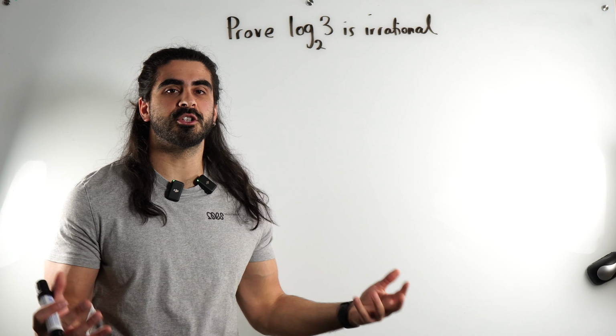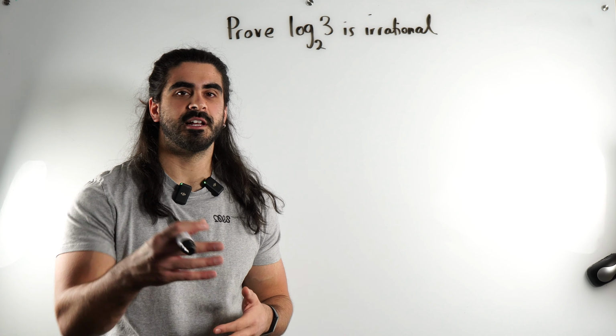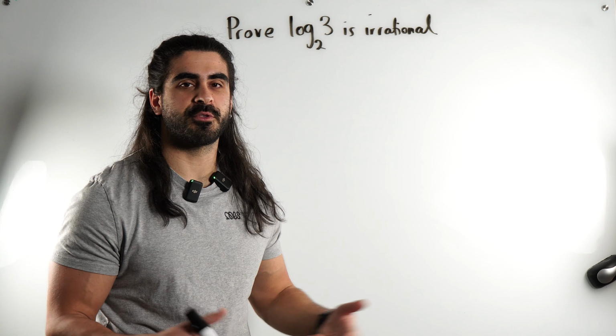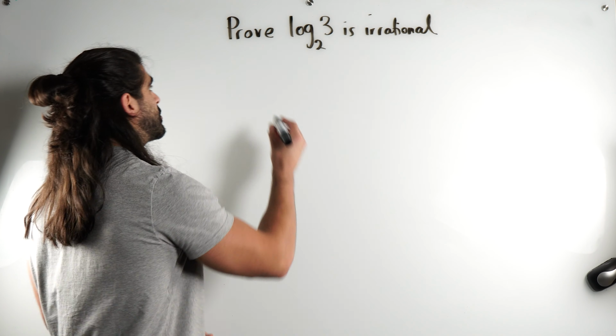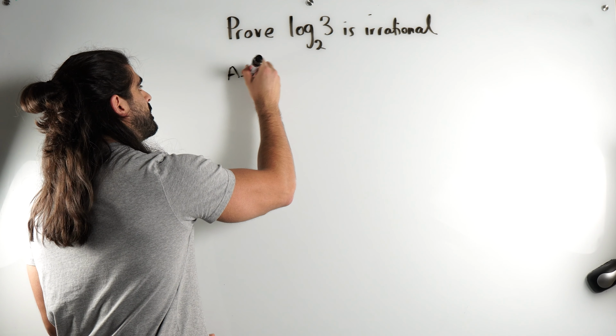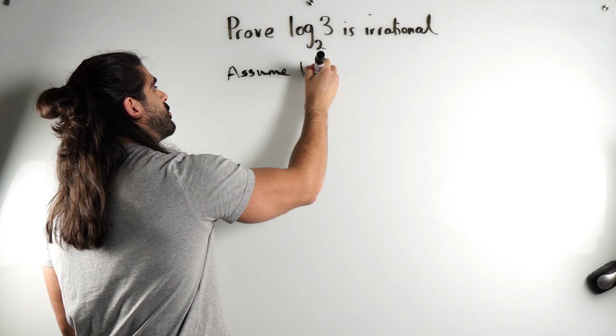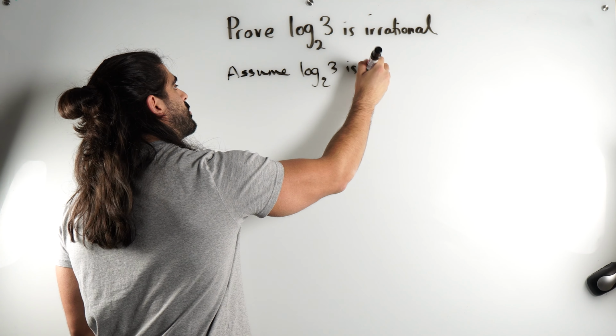Only 9.2% of students could get this question correct. Let's do it. Prove log base 2 of 3 is irrational. This is a contradiction question. So the first thing we're going to do is assume log base 2 of 3 is rational.